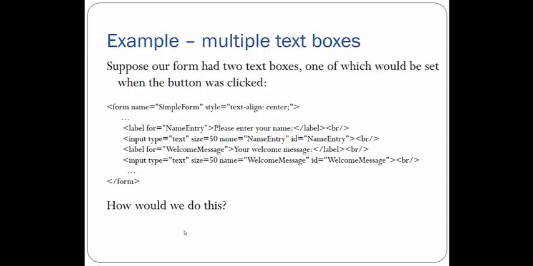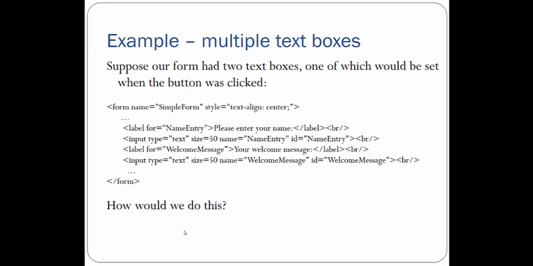Well, what happens if we have two text boxes and we want to enter a name in one, and then when we hit the button, have that welcome message appear in the second text box? We can do that using JavaScript. If you look at this, we have the same form we had before, but we add a second text box and a second label. Here the text box name is welcome message, and that's its ID as well.